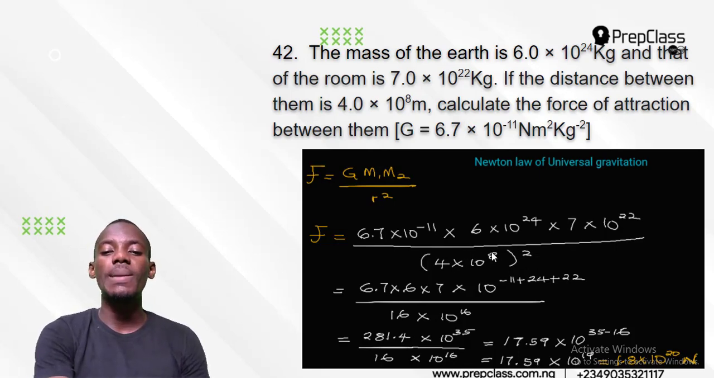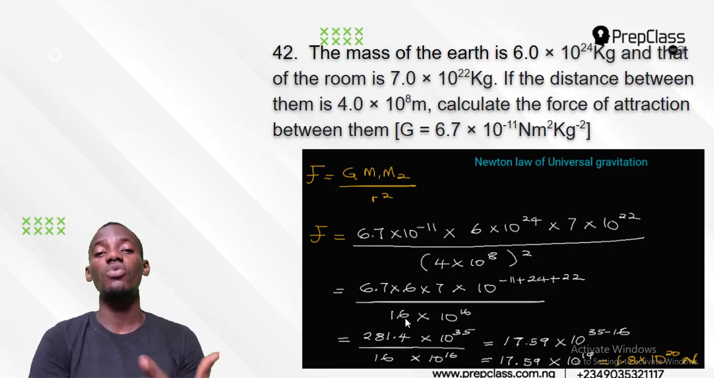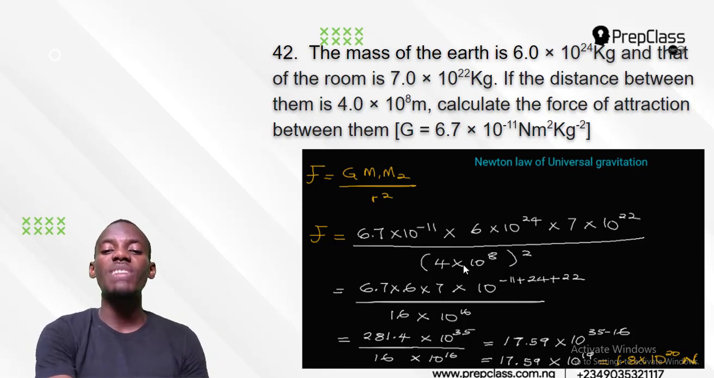Now the next thing is to simplify. 4 times 10 to the power 8, bracket squared. This square will come into the 4, and it will become 16, that's 4 squared, 4 times 4. Then 10 to the power 8 times 2 is 10 to the power 16.